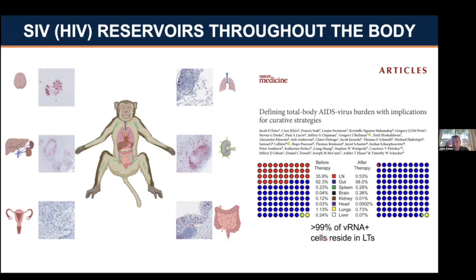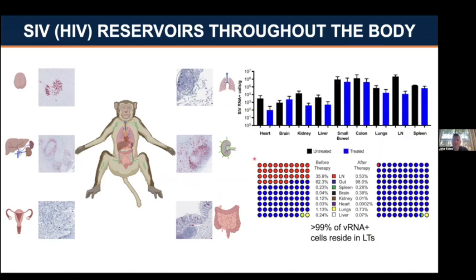When we looked at this after 26 weeks of antiretroviral therapy, the abundance of the viral reservoirs did decrease, but the proportions actually changed quite substantially, in which the gut became the dominant source of viral RNA positive cells throughout the body in this case.